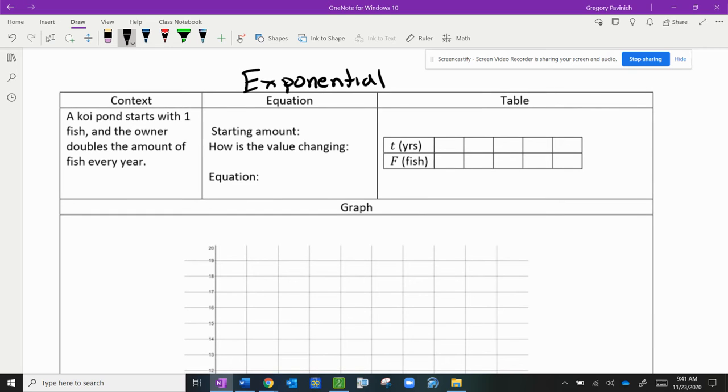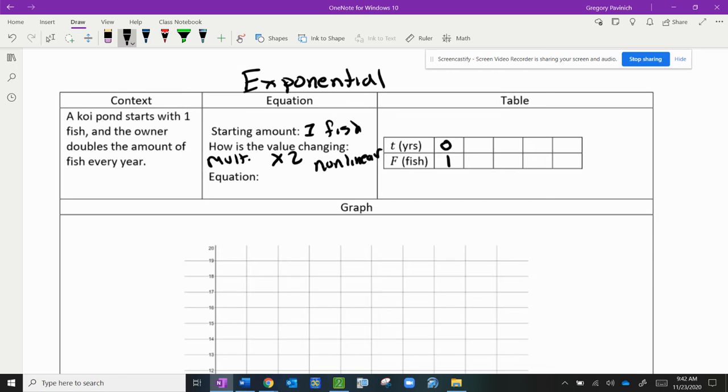So the koi pond starts with 1 fish. So we still have that starting amount of 1 fish. And the owner doubles the amount, so it's multiplying by 2 every time. So it's not linear. I'm multiplying, so it's non-linear. Linear is when we're adding or subtracting.